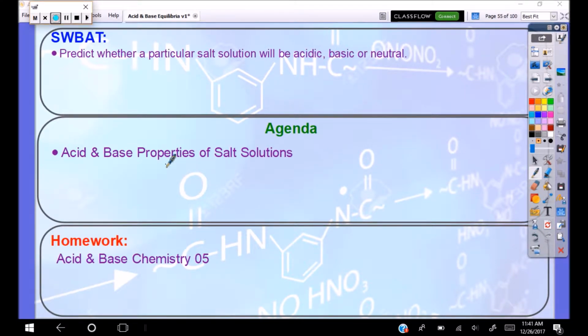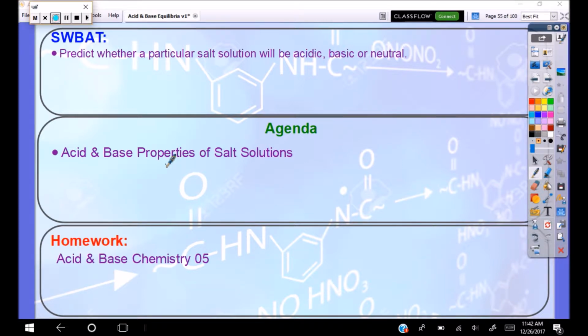All right, class. Today we're going to look at salts in a solution and predict whether or not that salt will contribute to an acidic, basic, or neutral pH. So last time, or I guess two playlists ago, we talked about neutralization reactions and how acids and bases mix together to form a salt and water. So we're going to look at how that salt can affect the pH. This goes with acid and base chemistry number 5.